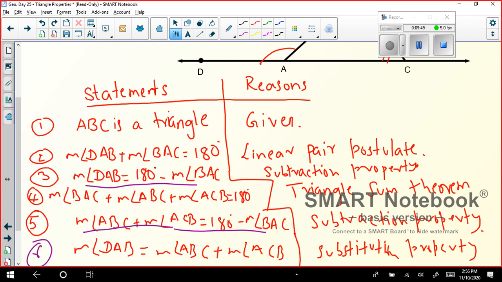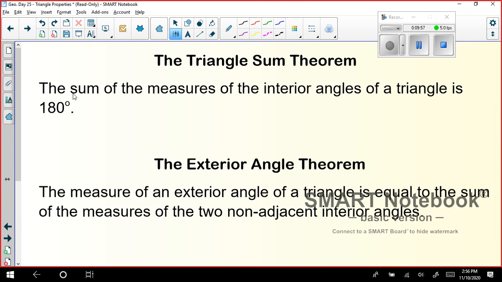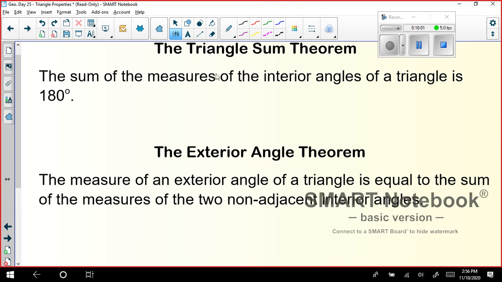This is your exterior angle theorem. Let's see the next slide. We had already seen the triangle sum theorem in our earlier classes. The sum of angles in a triangle is 180 degrees. That's your triangle sum theorem, which we used in the previous proof.